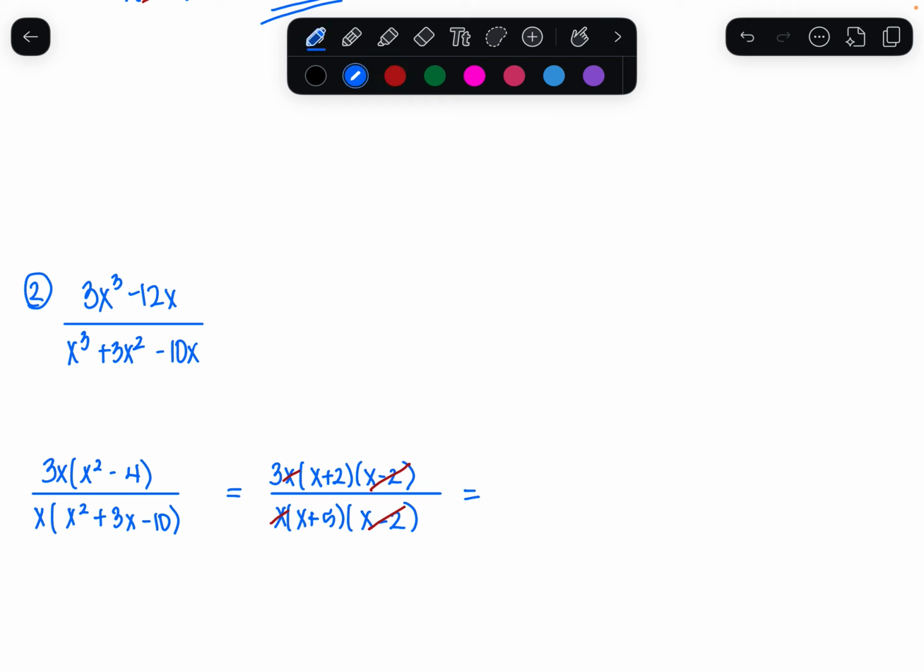So what we have left in the numerator is 3 and x plus 2. And in the denominator, we have x plus 5. And there is our answer.